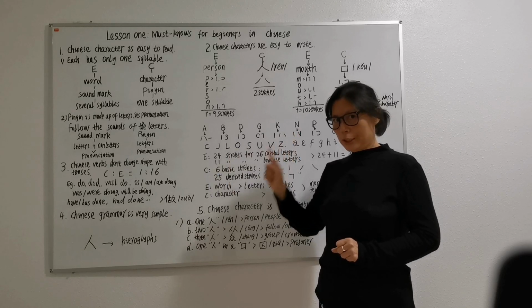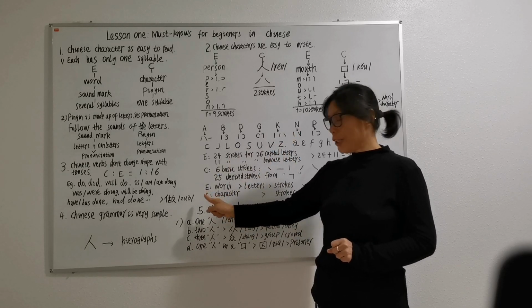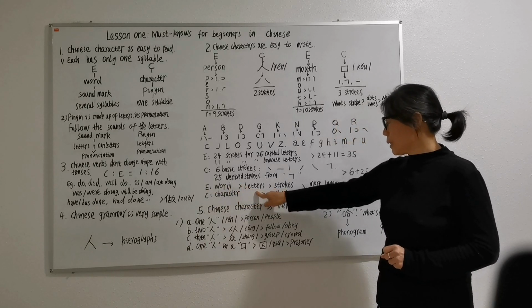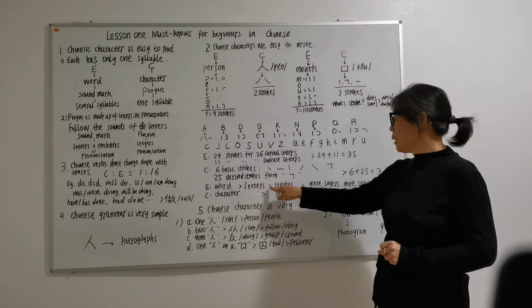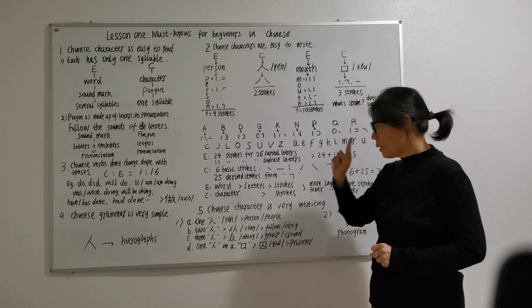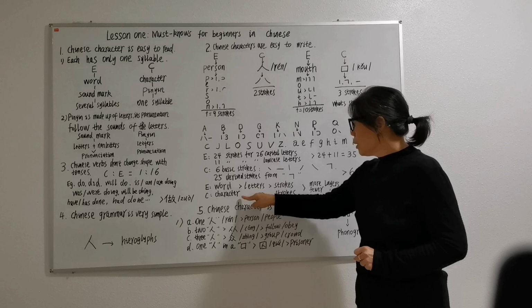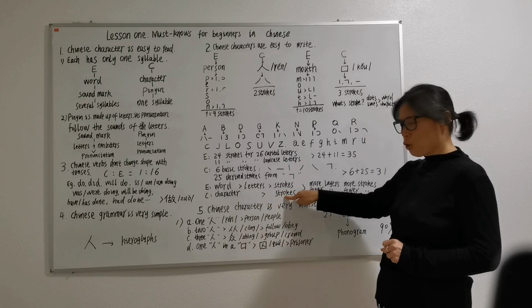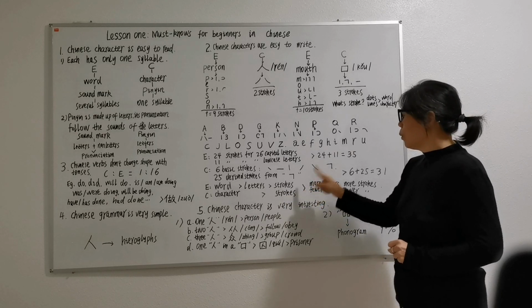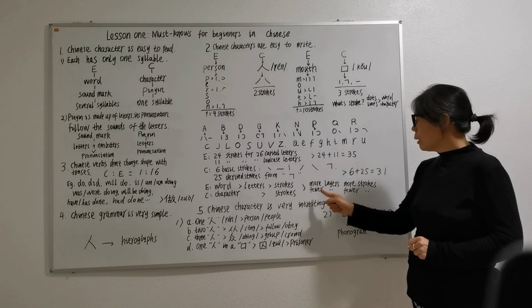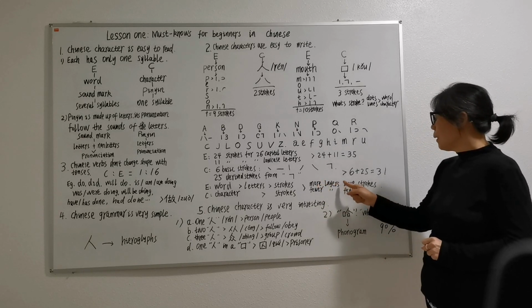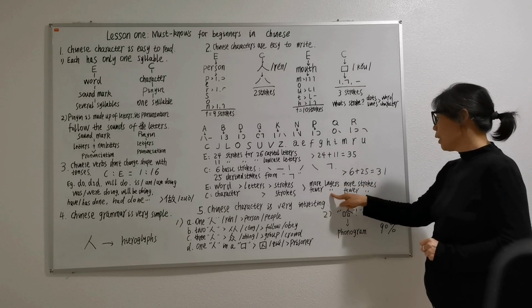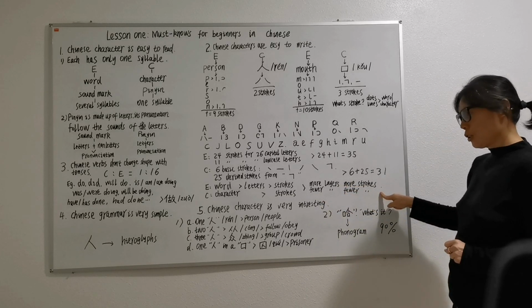Here, attention, important: an English word is made up of letters, and the letters are made up of strokes. But a Chinese character is made up of strokes directly. What's the meaning? More layers, more strokes. Fewer layers, fewer strokes. Yes?